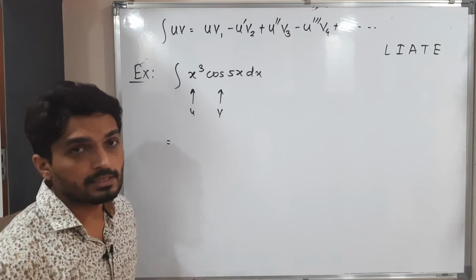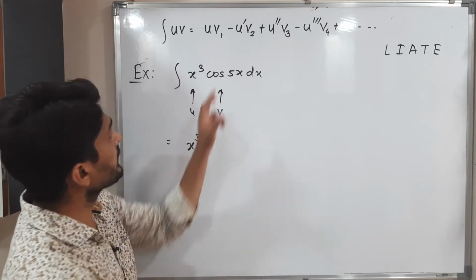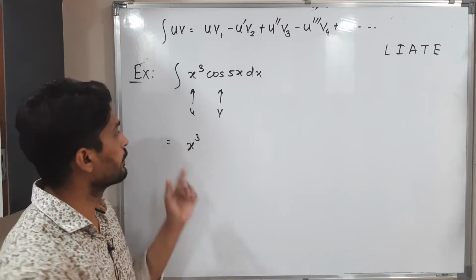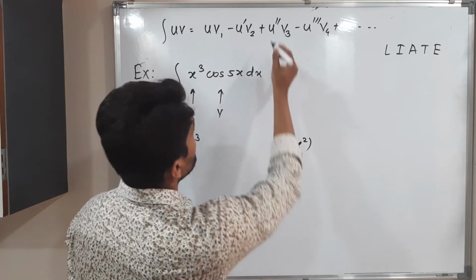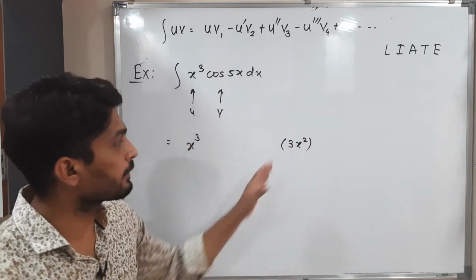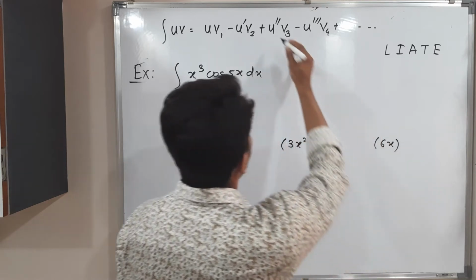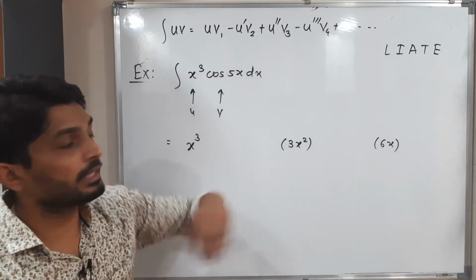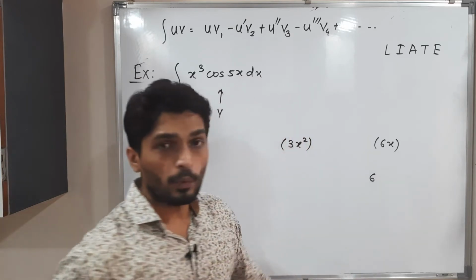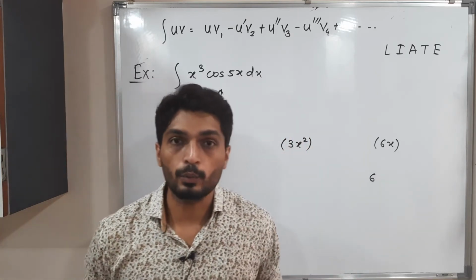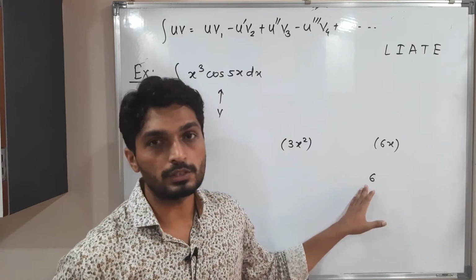So this formula says what we have to do. We write u as it is. Next, u dash, the derivative of u. Its derivative is 3x square. Then u double dash, one more derivative, which is 6x. Then u triple dash, one more derivative. The derivative of 6x is 6. One more derivative of 6 is 0. Yes, there we stop. When we have a derivative 0, we stop our process here.